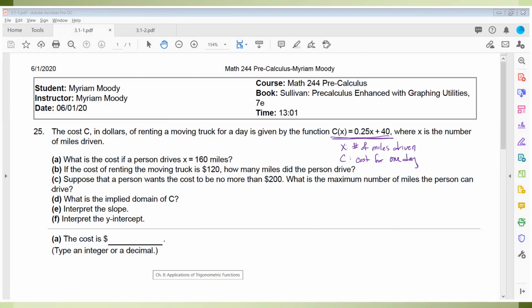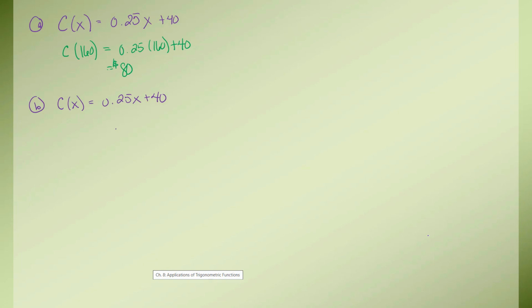Part B says if the cost of renting the moving truck is $120, then how many miles did the person actually drive? So, now we have the cost, right? We have the cost itself is $120. And that's going to be equal to this particular function. You know as well as I do, you got to get that 40 out of there. And when you get x by itself, you have 320 miles, don't you?